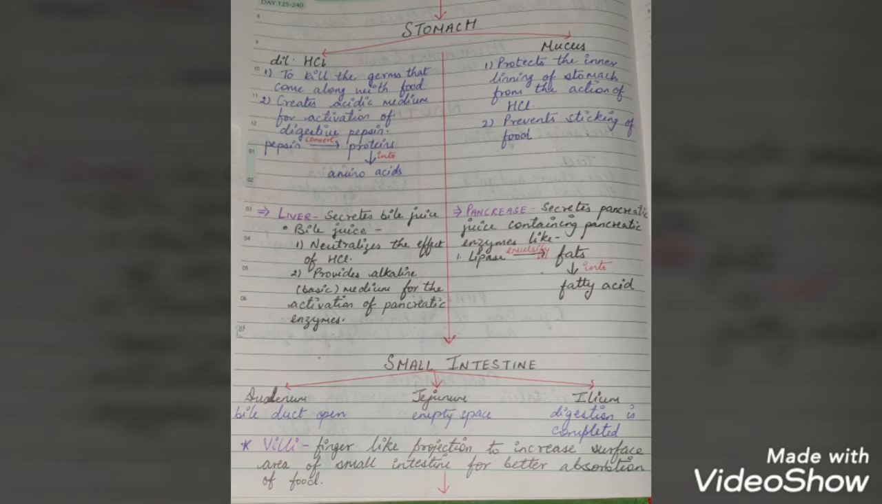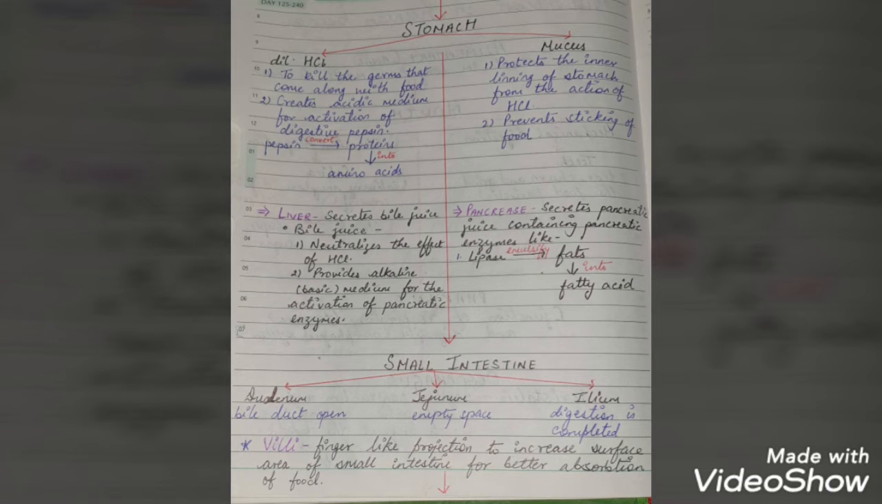Now moving forward, this food is passed on to the stomach. Now in stomach there are three gastric juices, which are HCl, mucus and pepsin. We have to study about the functions of these gastric juices. So let's start with the dilute HCl. Now dilute HCl will kill the germs which come along with the food particles. This is its first function.